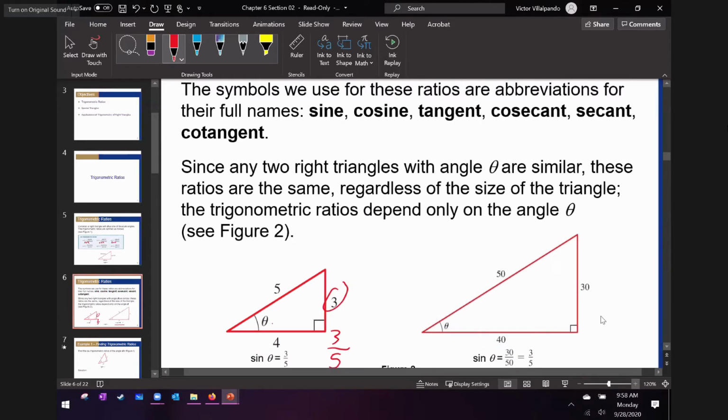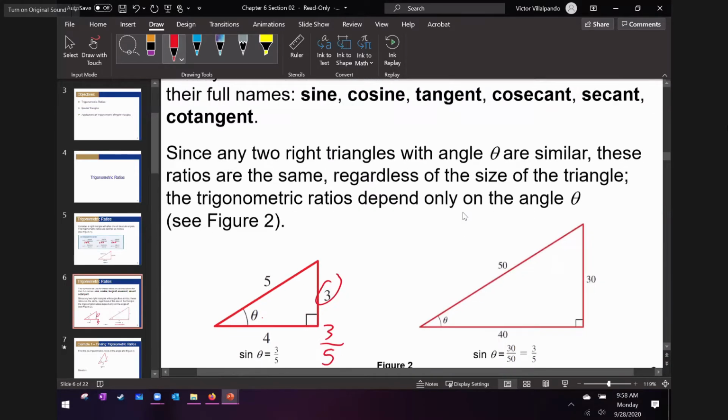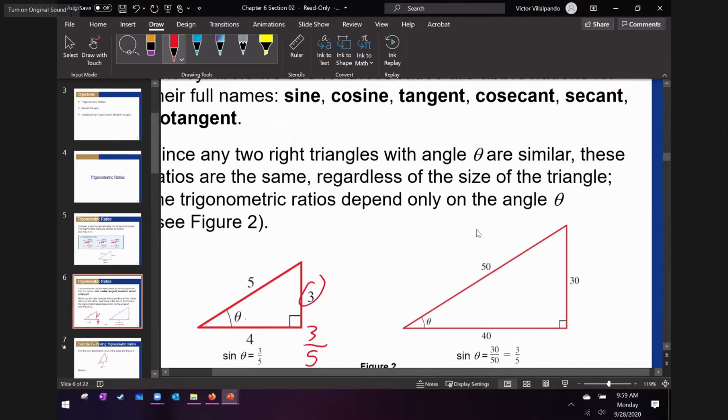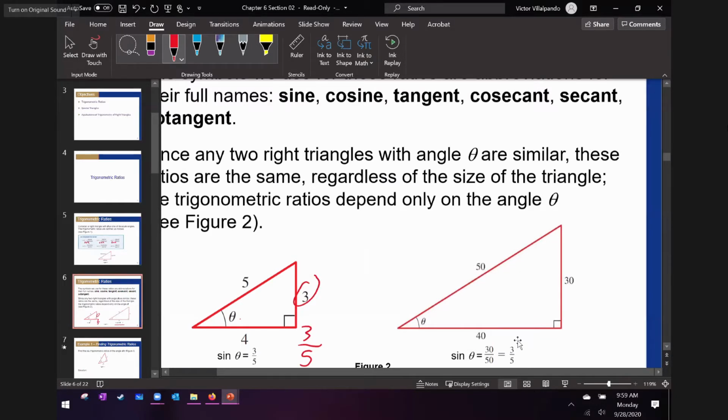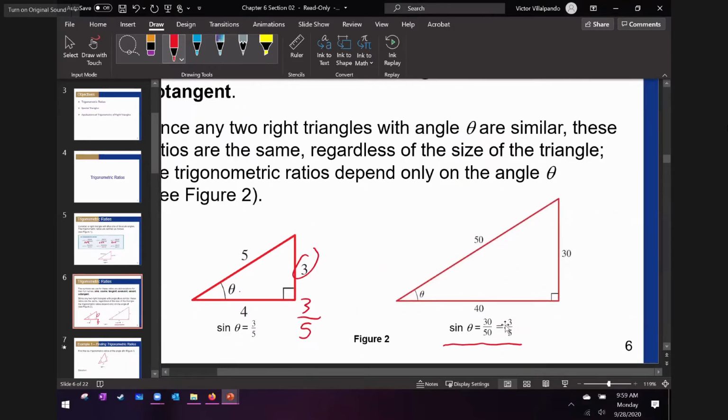So here they're just talking about how these angles are similar right here. Since any two right triangles with an angle similar, these ratios are the same. And what do you get for sine? 3 over 5. Initially we get 30 over 50, but when we reduce, as always, as necessary, we reduce. We may forget, but reduce when necessary, and look how we get the same ratio, 3/5 and 3/5 as well.